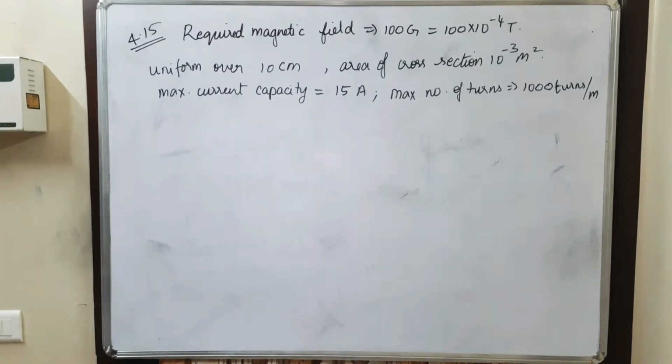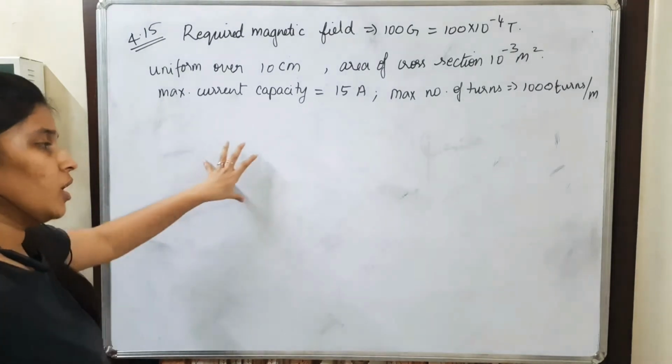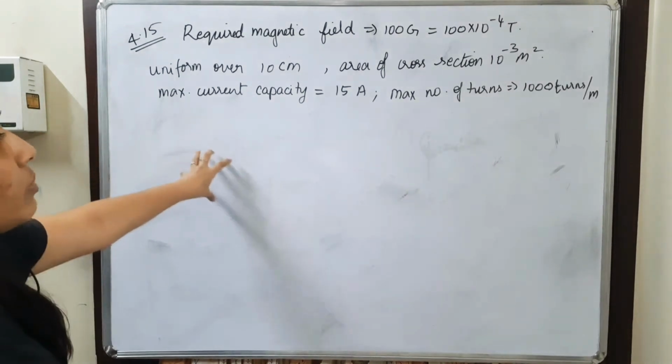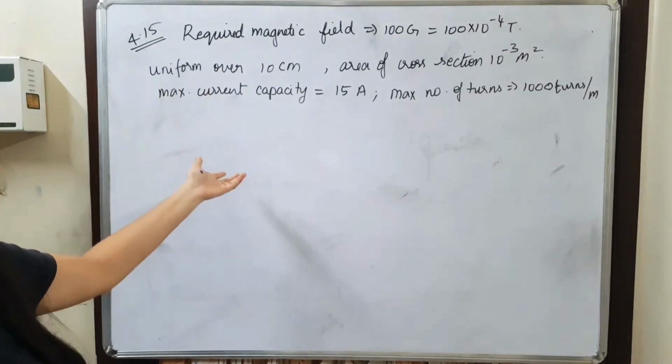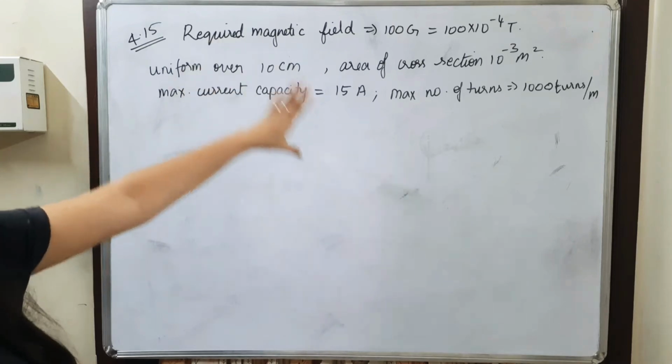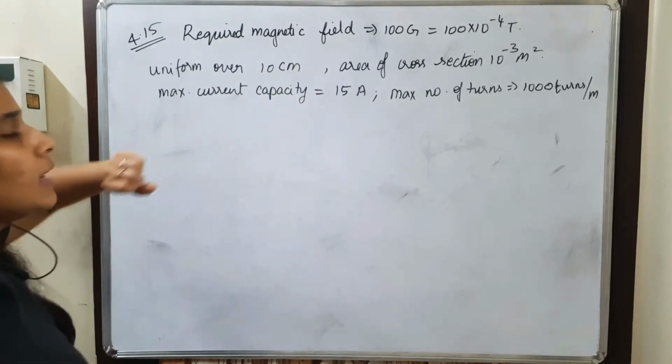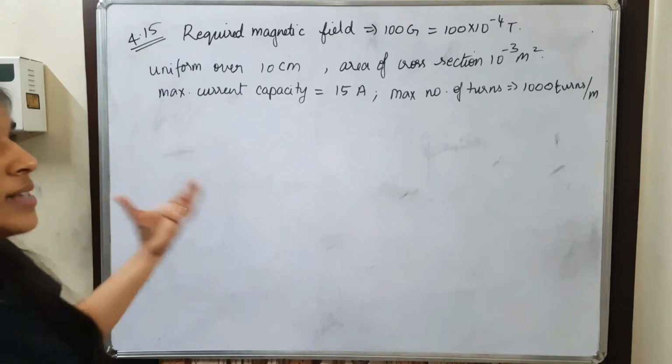Our next question is 4.15, required magnetic field. They have given a setup, and they are asking us to find out how we should design the solenoid in order to get these parameters satisfied.